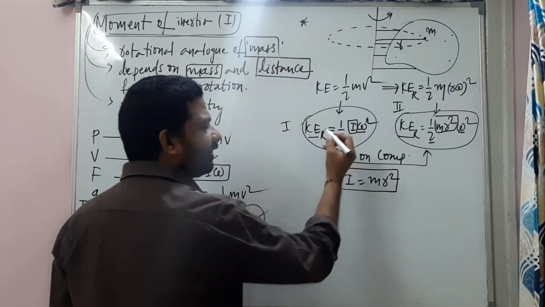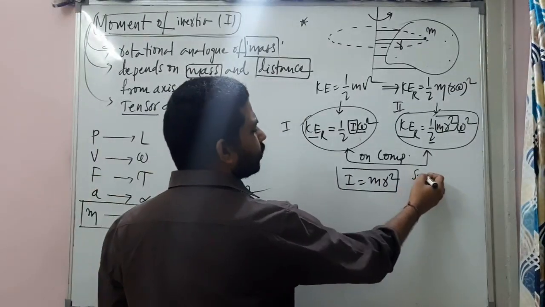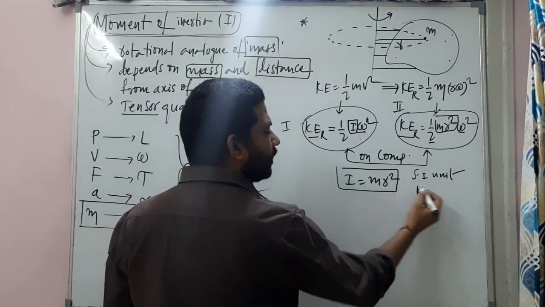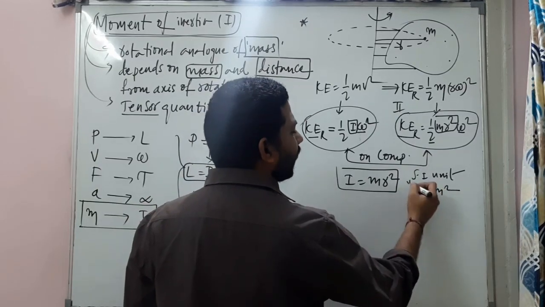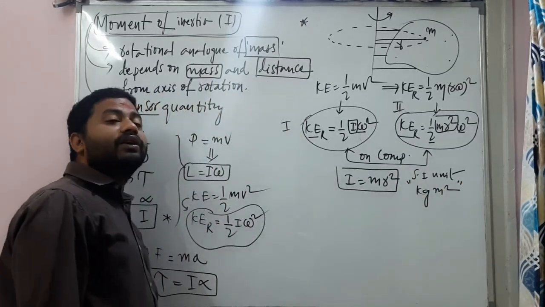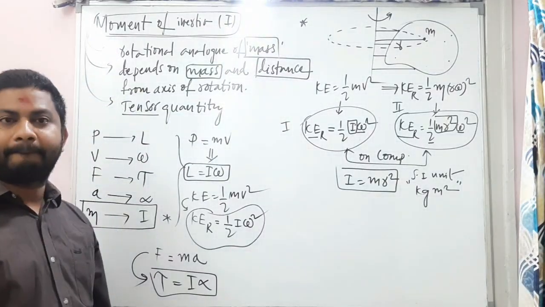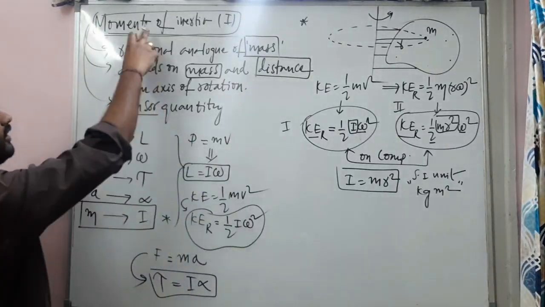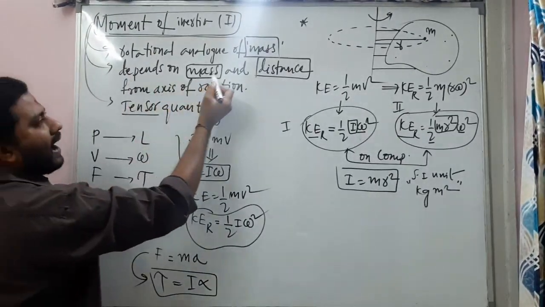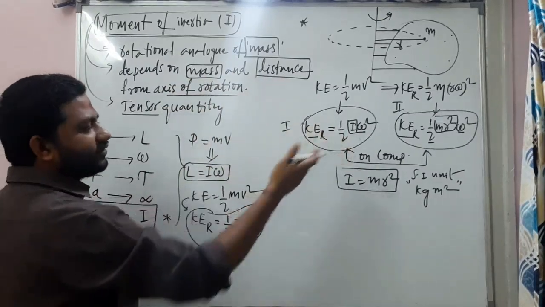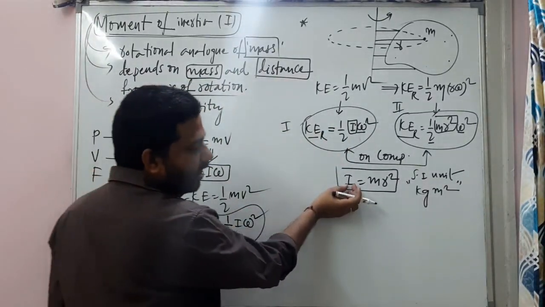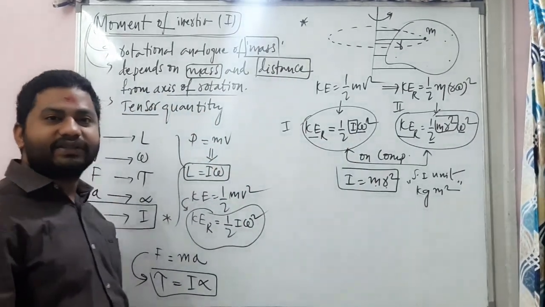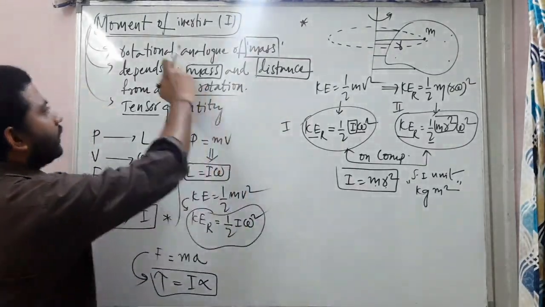This is a very important expression. And the SI unit of this moment of inertia is what? Mass is in kilogram and r is in meter, so it's meter square. So the SI unit of moment of inertia is kg meter square. This is the moment of inertia expression, and coming back to the initial definitions, it depends on the mass and the perpendicular distance from the axis of rotation. So 1 is finished.